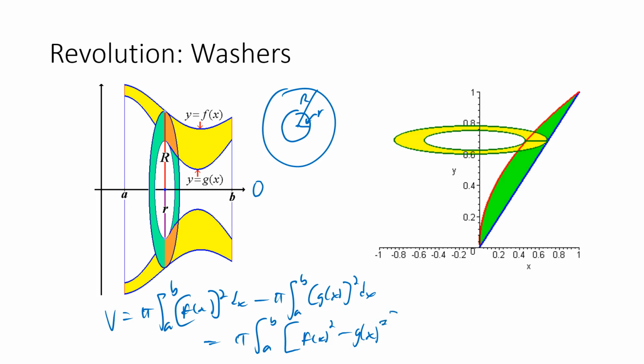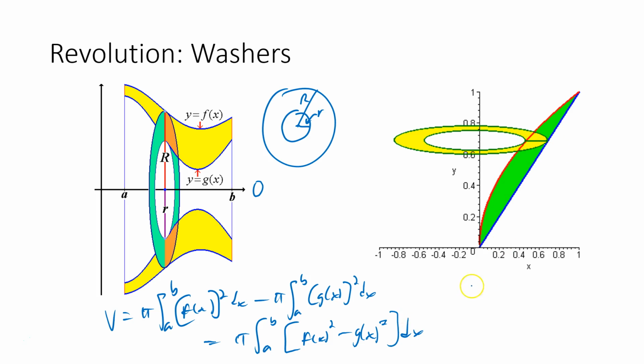Now, one important distinction. This is not f minus g squared. You've got to square them separately. If you have f minus g squared, you would have to expand it out using FOIL. It would be a mess, and it would be a different answer. So you've got to make sure you square them separately, subtract them, and then integrate from a to b and multiply by pi dx.